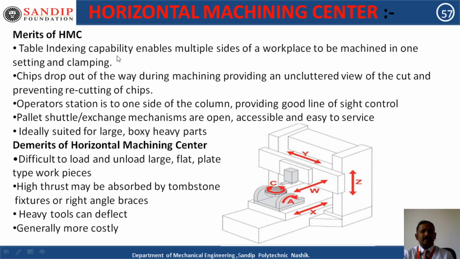So merits: table index capability enables multiple sides of the workpiece to be machined in one setting and clamping. Chips drop out of the way during machining, provide an unobstructed view of the cut and prevent recutting of chips. The operator station is on one side of the column, providing good line of sight control. Pallet shuttle exchange mechanisms are open and easily accessible. So it is also suitable for large boxy heavy parts.